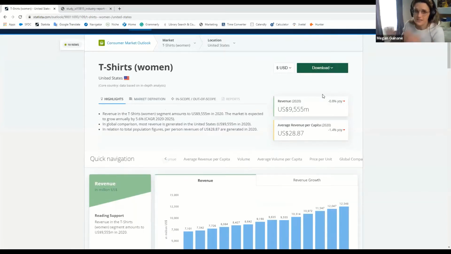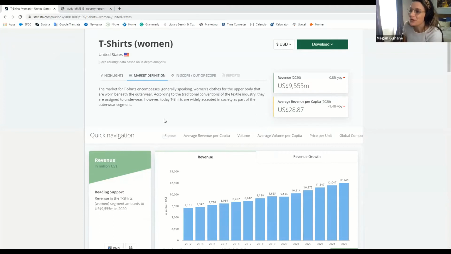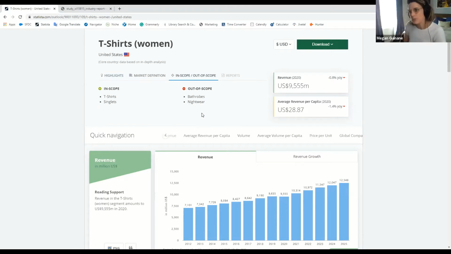This can be downloaded, this entire page, as an Excel file if you'd like to have those numbers and work with them on your own. But here you'll see a couple of quick highlights of what's going on. A market definition that just shows what exactly we mean by the women's t-shirt market. It's really good because sometimes different countries define the markets differently. We try to make sure everything is all the same. What's going to be in this report? So t-shirts and singlets, we're not talking about bathrobes or nightwear.